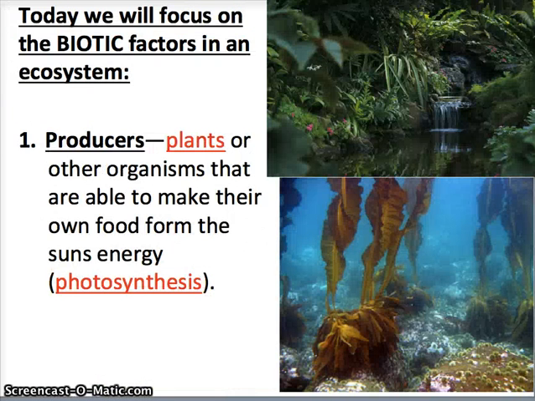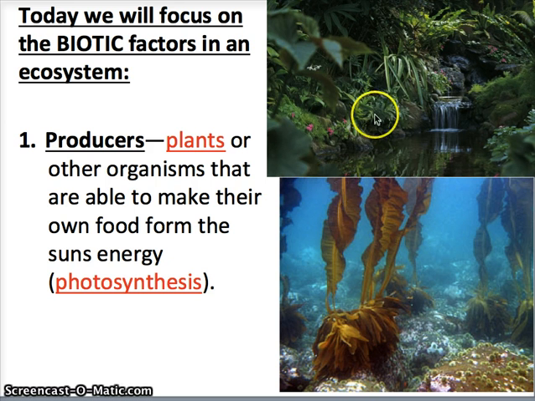Today's lesson, we're going to be focusing on the biotic factors mainly, and we're going to come back to the abiotic factors and see how they interact on another day. The first type of biotic factor, one of the most important in an ecosystem, are the producers. Producers are plants or other organisms that are able to make their own food through photosynthesis.